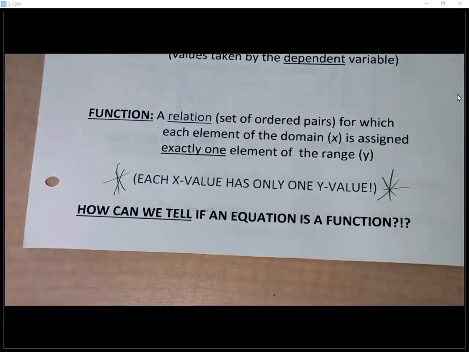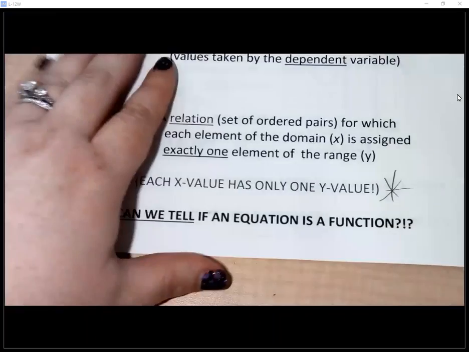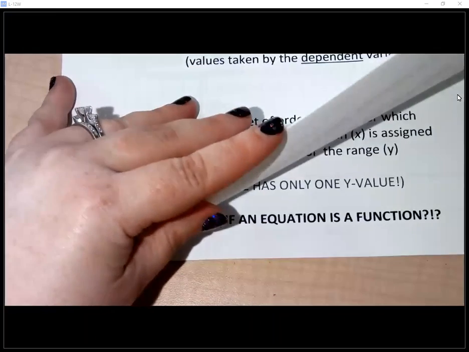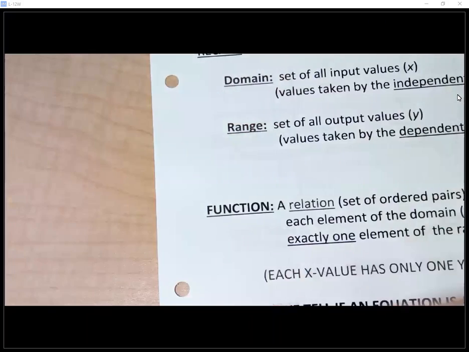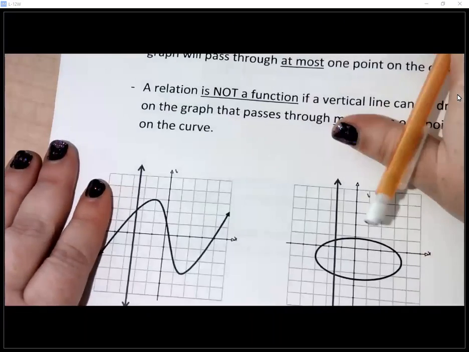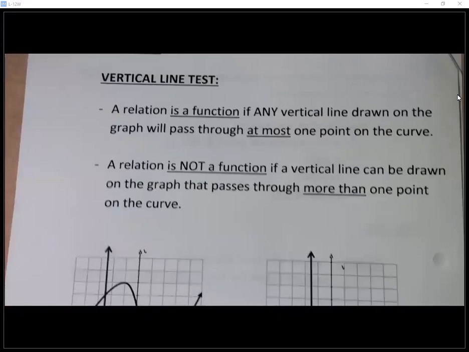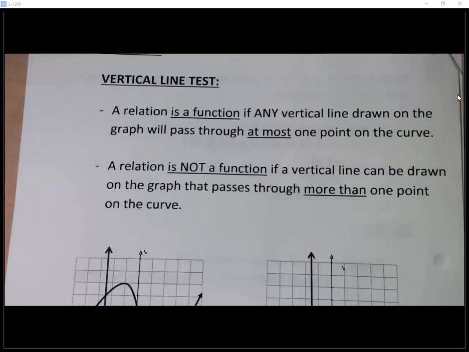So how can we tell if equations are functions? Let's flip to the next page and find out. You probably remember one of the ways. If you are given a graph, those are the easiest because you can simply perform the vertical line test. Do you remember the vertical line test? Yes, I do. Good. Those are super easy if you know how to do it.